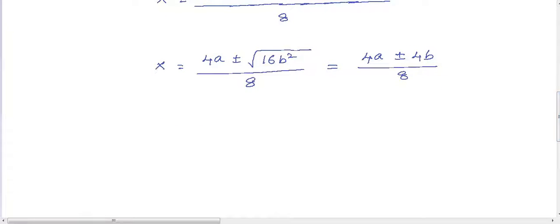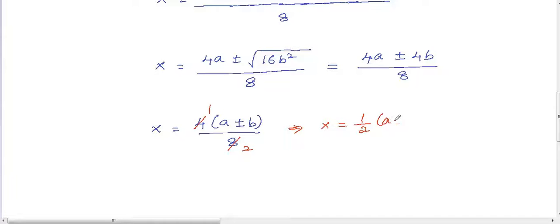In the numerator, 4a and 4b, 4 is a common term, so take out 4. If we take out 4, we'll get a plus or minus b divided by 8. So 4 by 8 becomes 1 by 2, since 4 times 2 is 8. So x is equal to 1 by 2 into a plus or minus b.